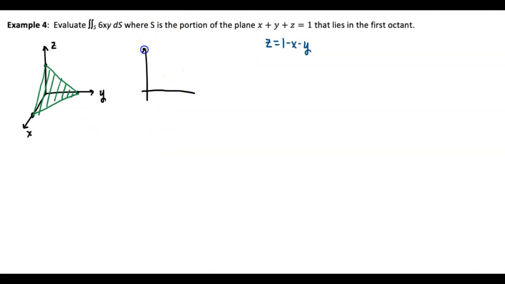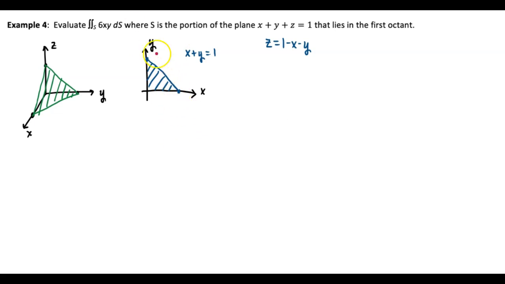And I'm just going to draw these positive x and y values because I know that this lies in the first octant. And where z is equal to 0, I know x plus y equals 1. And so x plus y equals 1 has intercepts of 1 and 1. And so it's going to be this triangle.